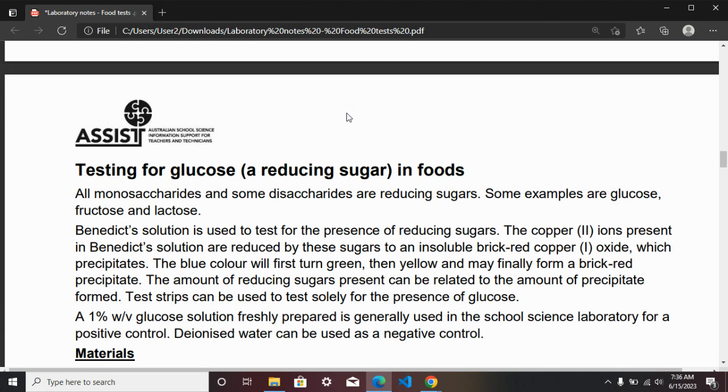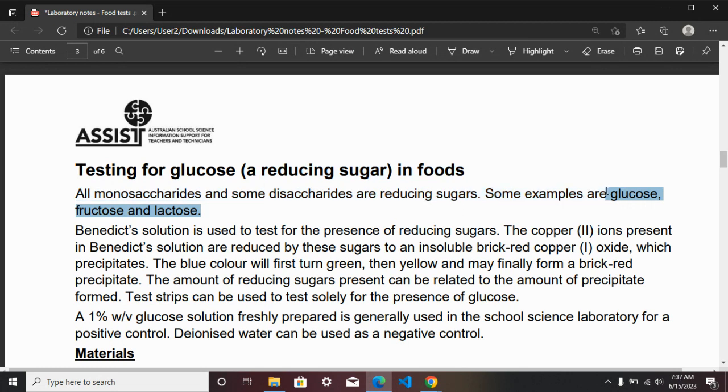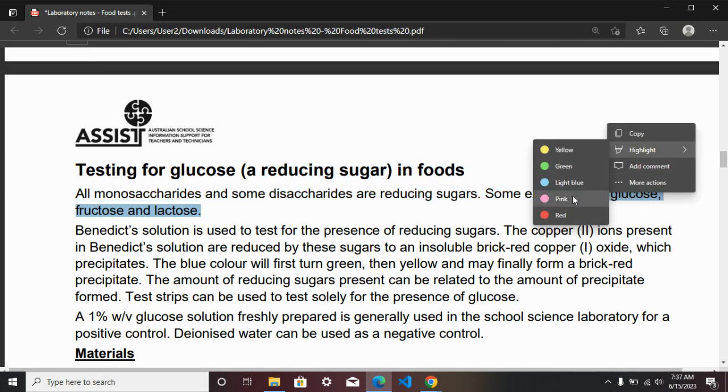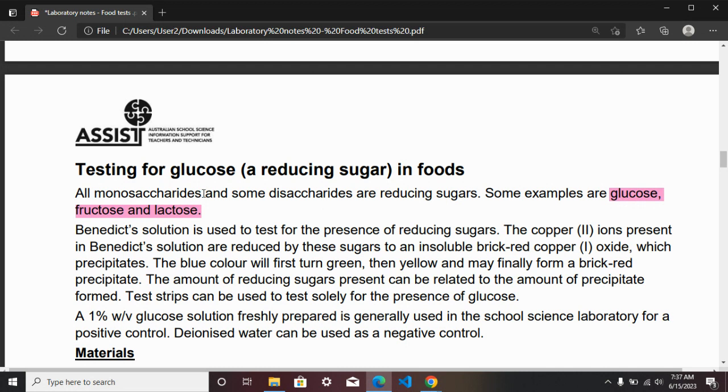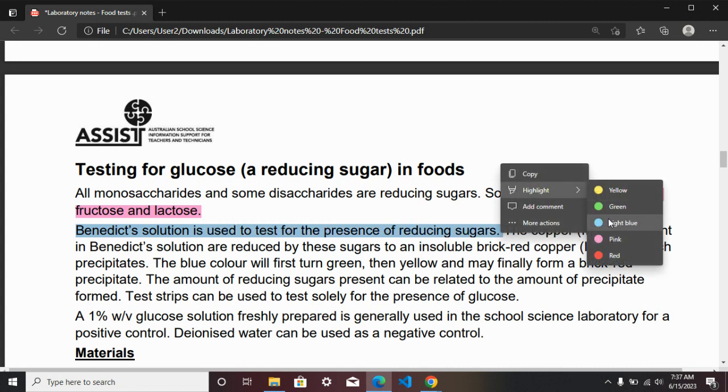So, testing for glucose. How will we test for glucose or a reducing sugar in foods? All monosaccharides and some disaccharides are reducing sugars. Some examples are glucose, fructose, and lactose. Actually, glucose and fructose are monosaccharides. Remember the types of carbohydrates. So here we'll be needing Benedict's solution, which is used for testing for reducing sugars.